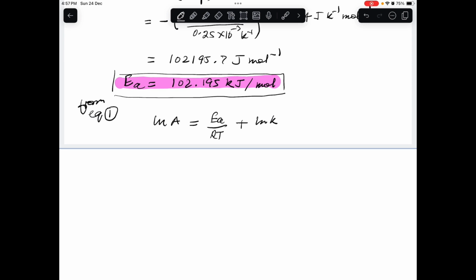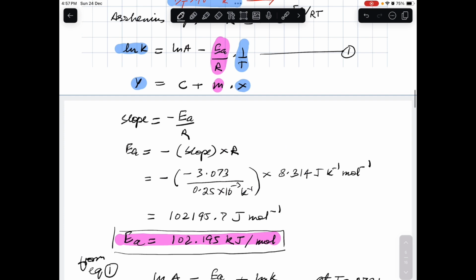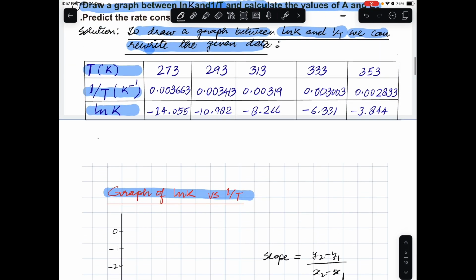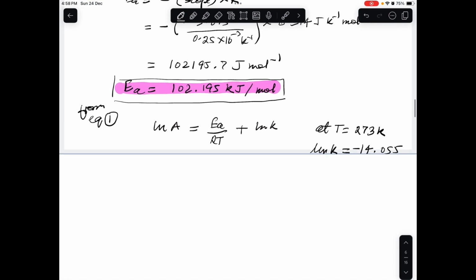So how can we find out the value of ln A? At temperature equal to 273 Kelvin, what is the value of natural log of K? I'll show you in the table that we have made: minus 14.055 at 273 Kelvin. Have a look here. At 273 Kelvin, the value of your natural log is this, minus 14.055. So we will be using this value to calculate our pre-exponential factor.